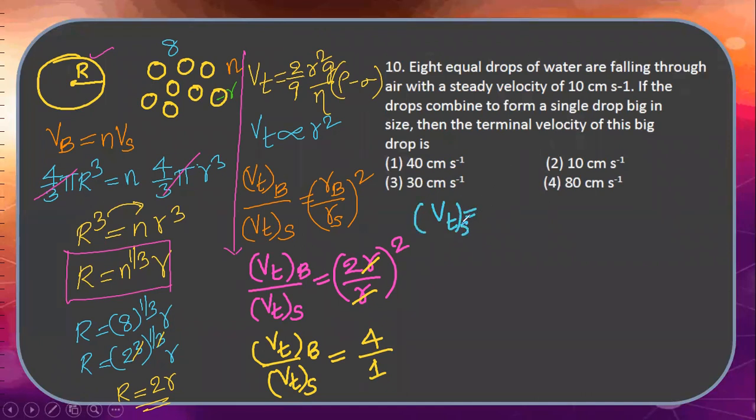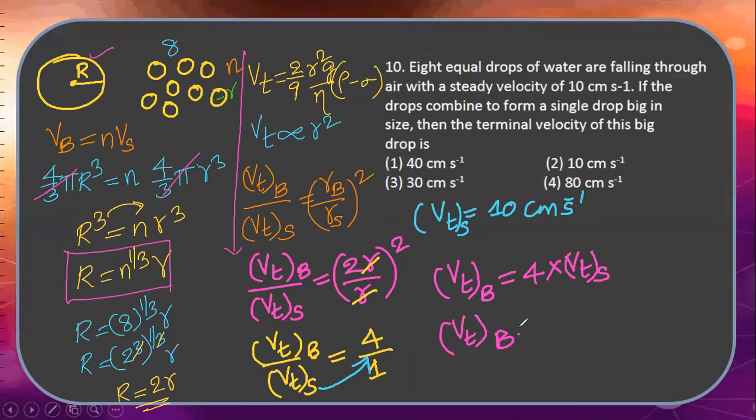VTS is given. It is 10 centimeters per second. Then if you bring it to the right side, terminal velocity of the big drop is equal to 4 into terminal velocity of the small drop. Terminal velocity of the small drop is 10 centimeters per second. So VTB is equal to 40 centimeters per second. A option is correct, 40 centimeters per second.